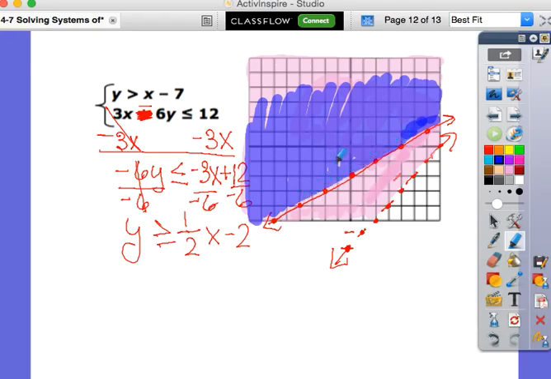Hopefully yours looks a little better. It's easier when you are using paper. Okay, so all the points in that section would be solutions to the system. What about the points that are on this line right here? Would those work? Yes, because it's solid. Very good. Wonderful. You guys are great.